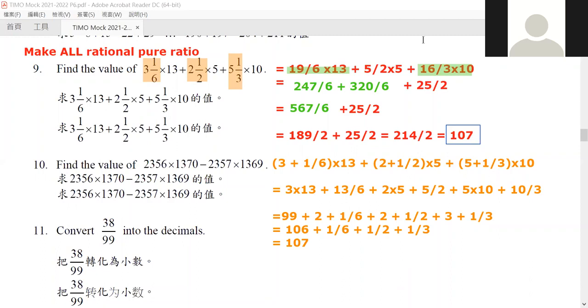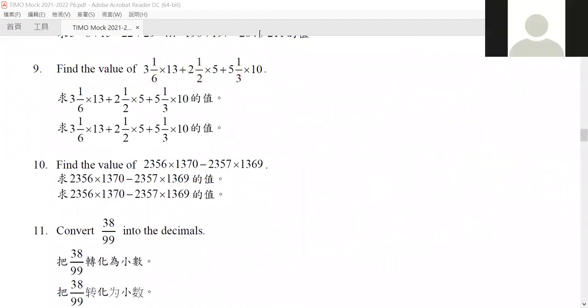Okay, so now let us go to question number 10. Find the value of this expression. Now you can see that these two numbers are very close to each other, and the other two are also very close to each other. So these two numbers are actually very similar. They differ just by a very tiny bit. So let us write this tiny bit out.